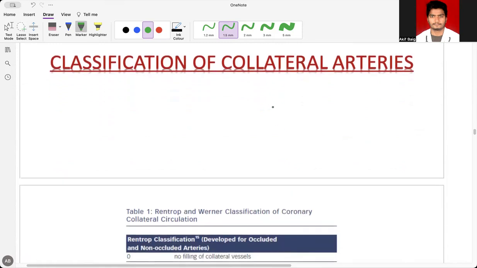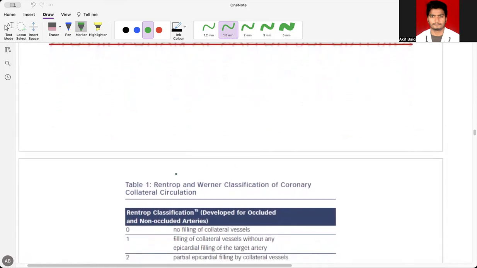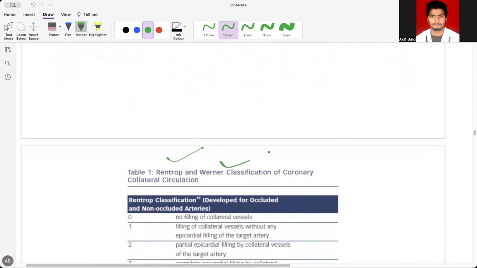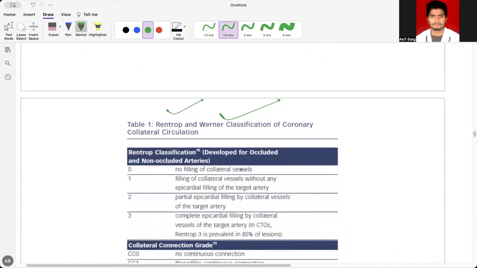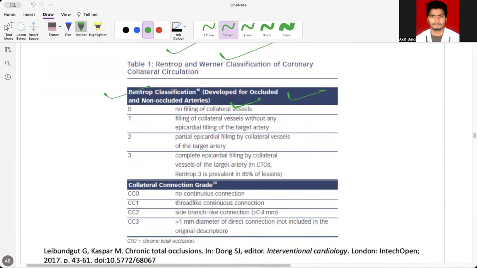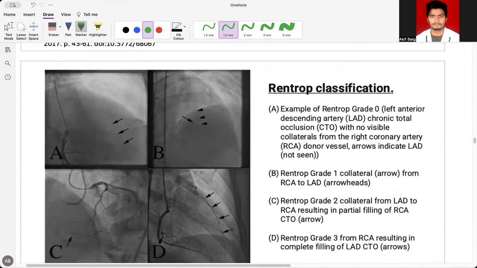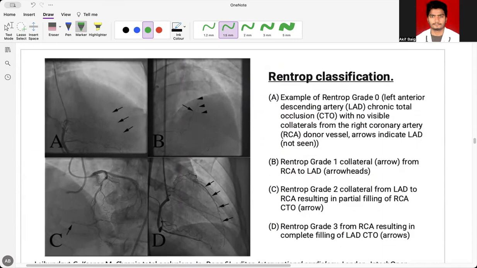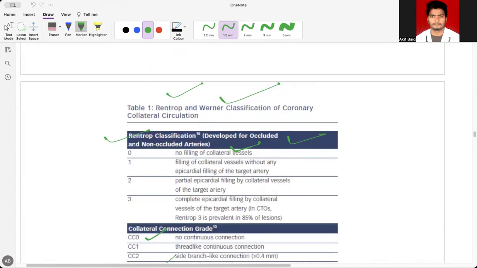Coming to the classification of collateral arteries, an important classification is the Rentrop and Werner classification of coronary collateral circulation. The Rentrop classification is developed for both occluded as well as non-occluded arteries, whereas the collateral connection grade shows grades 0, 1, 2, and it also defines them differently. Coming to the Rentrop classification, it is usually graded as 0, 1, 2, 3.